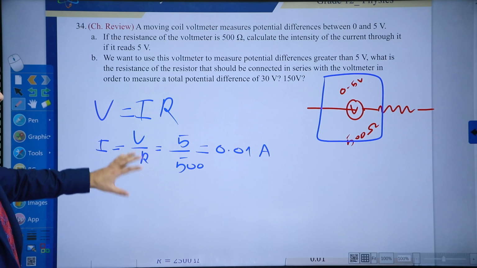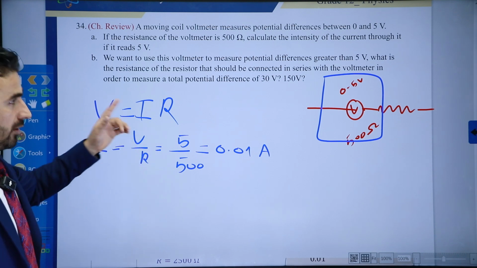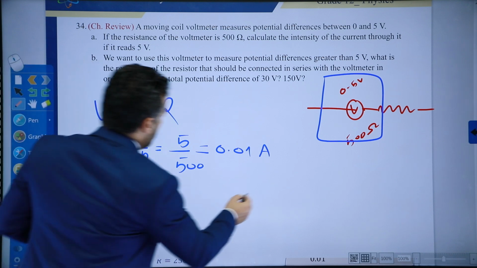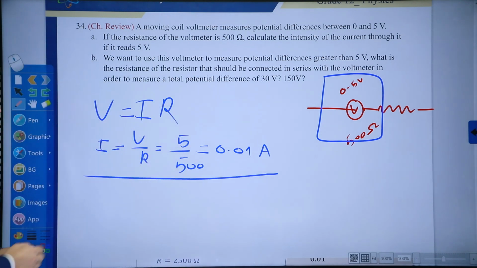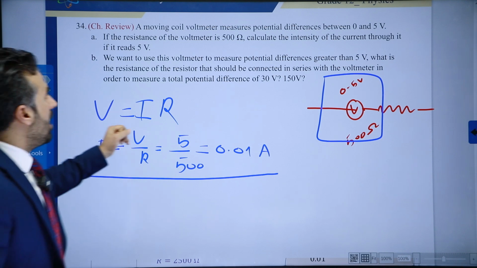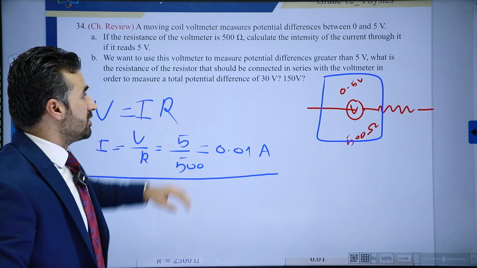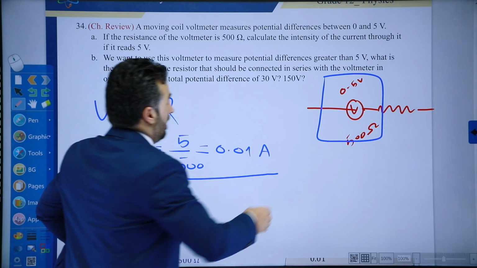Now the second part says, we want to use this voltmeter to measure potential difference greater than 5 volt. What is the resistance of the resistor that should be connected in series with the voltmeter in order to measure the total potential difference of 30 volt here?